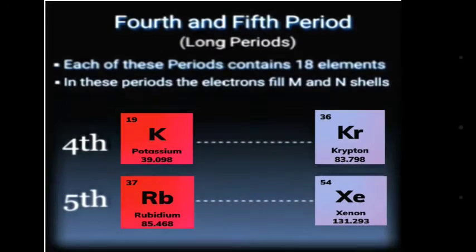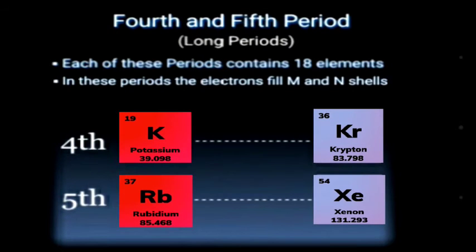The fourth and fifth periods are called the long periods. In these periods almost 18 elements are arranged. These periods fill up the shells M and N as well. The fourth period starts from potassium and it ends on krypton, whereas the fifth period starts from rubidium and it ends on xenon.